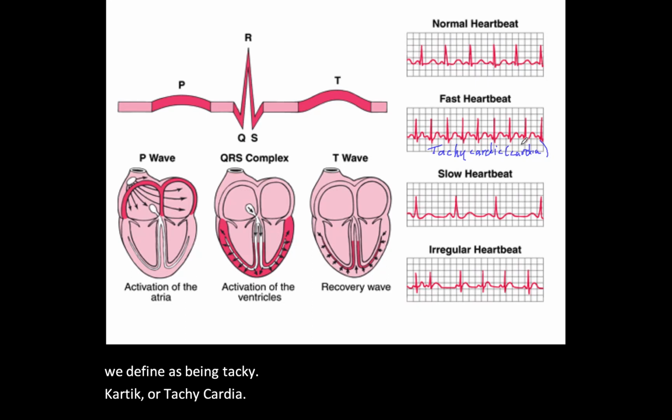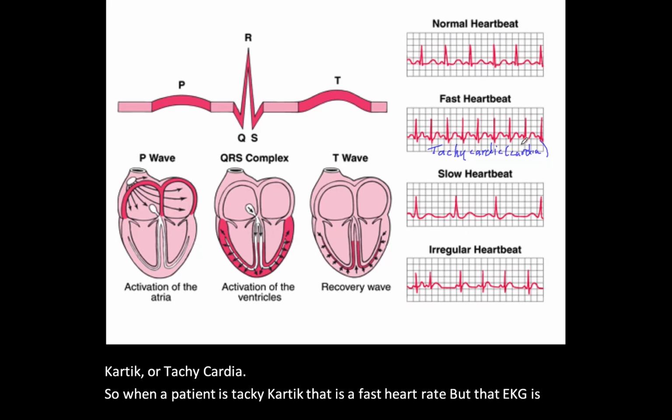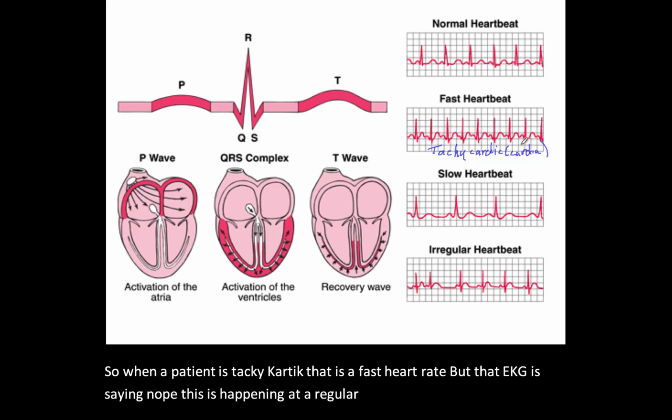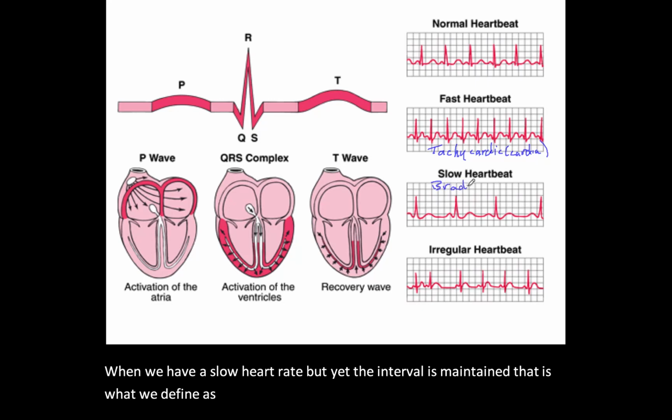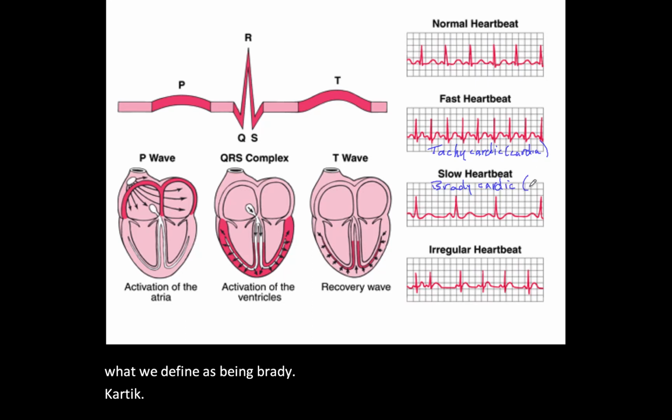So when a patient is tachycardic, that is a fast heart rate, but that EKG is saying, this is happening at a regular interval, but it's accelerated. When we have a slow heart rate, but yet the interval is maintained, that is what we define as being bradycardic, right, or bradycardia.